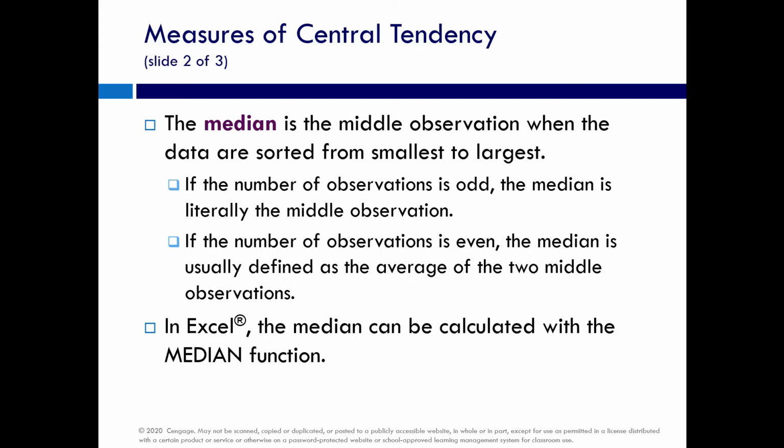Measure of central tendency. The median is the middle observation when the data are sorted from smallest to largest. If the number of observations is odd, the median is literally the middle observation. If the number is even, the median is usually defined as the average of the two middle observations. In Excel, the median can be calculated with the MEDIAN function.